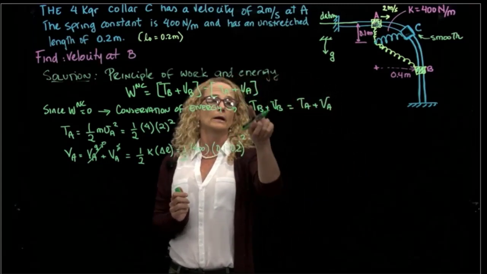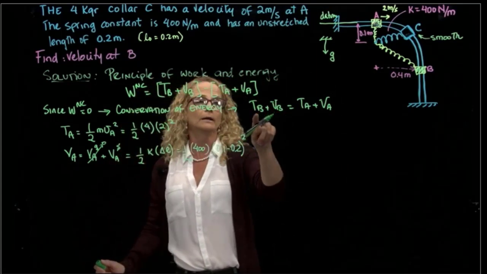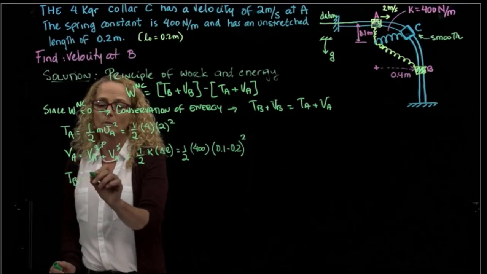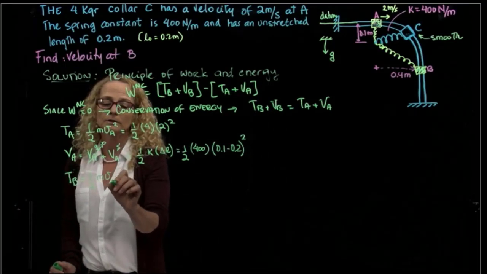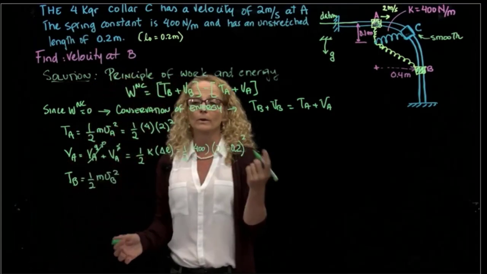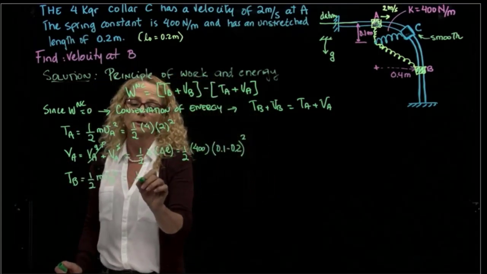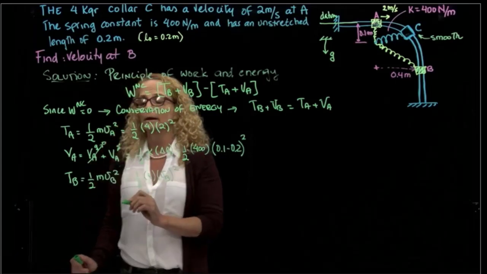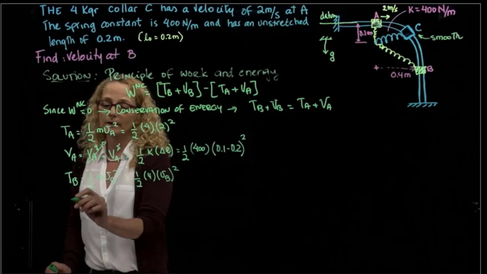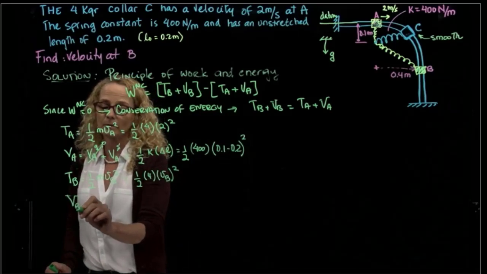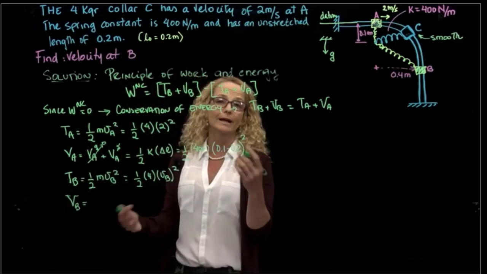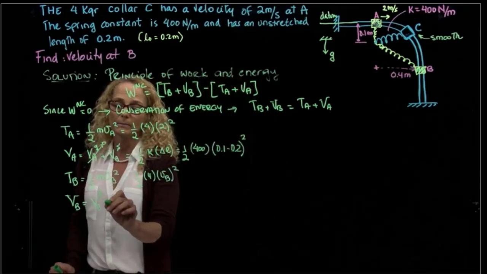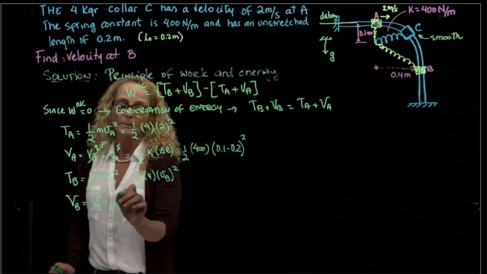Now I will calculate the kinetic energy in B and the potential energy in B. The kinetic energy in B will be 1/2 mass times velocity V squared. That's the value I want to find, that's the value I do not have. So that will be 1/2 times 4 times velocity V squared. And finally, I have the potential energy in B, which, as we did for case 1, will be the potential energy of the gravity plus the potential energy of the spring.